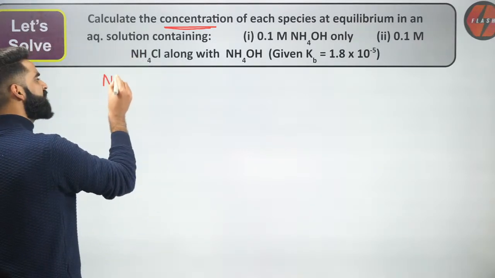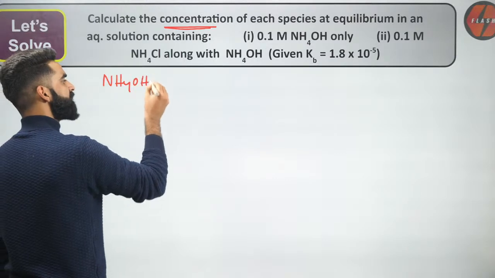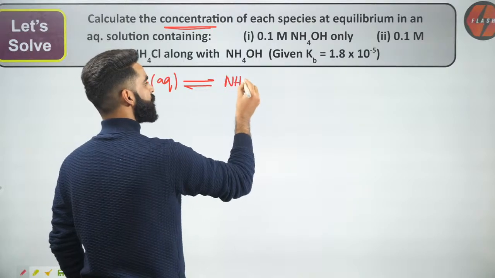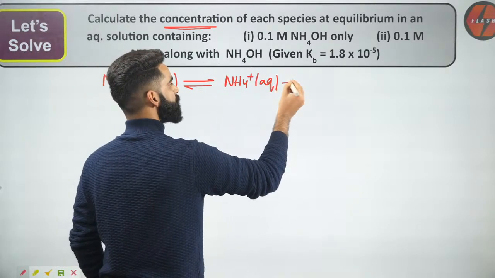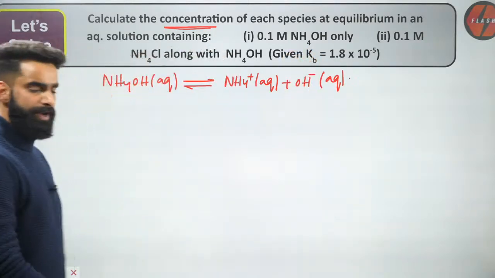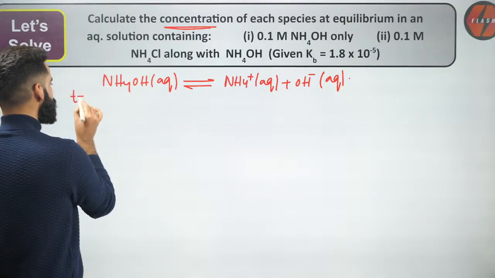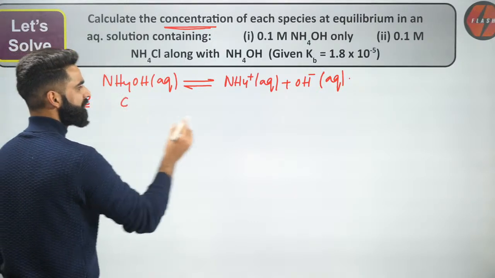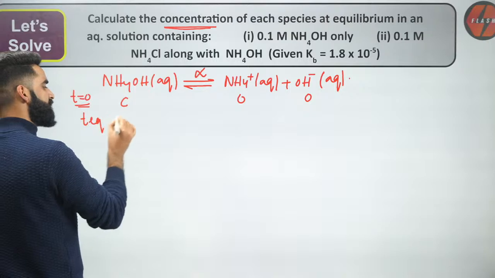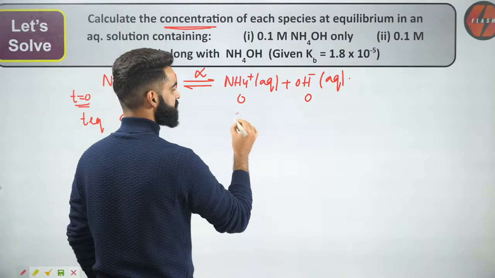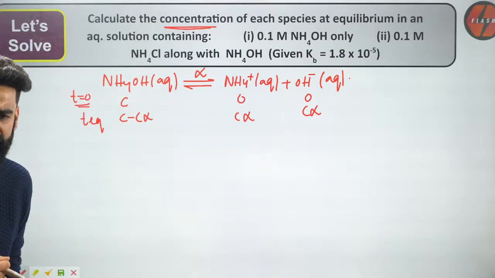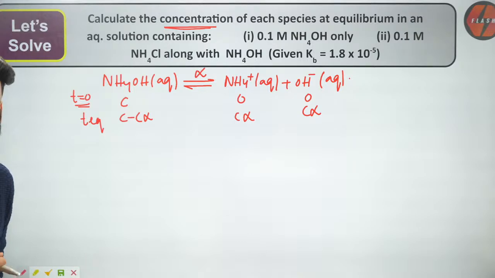Now, I have NH4OH in the container. NH4OH is a weak electrolyte, so it's going to stay in equilibrium with its ions: NH4+ aqueous plus OH- aqueous. Let's assume at time t equals 0, the concentration of NH4OH is C, and the ions are 0. Let's say the degree of ionization is alpha. So at equilibrium, it's going to be C minus C alpha, C alpha, and C alpha. I got the concentration of each species at equilibrium.